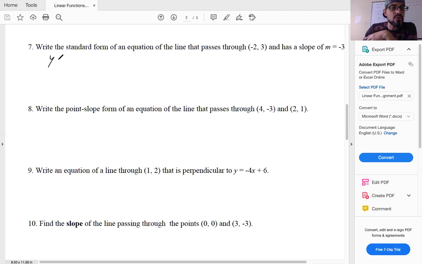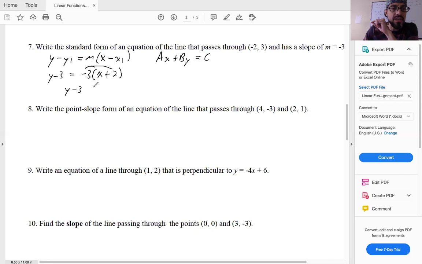The point slope formula goes y minus y sub 1 equals m open bracket x minus x sub 1. If we substitute that in there, we get y minus 3 is equivalent to negative 3 times x plus 2. However, the question does say that they want it in standard form. Standard form of the line is the form ax plus by equals c. So we're going to put it in that form by first distributing the negative 3 into the bracket. We'll get y minus 3 is equivalent to negative 3x minus 6.